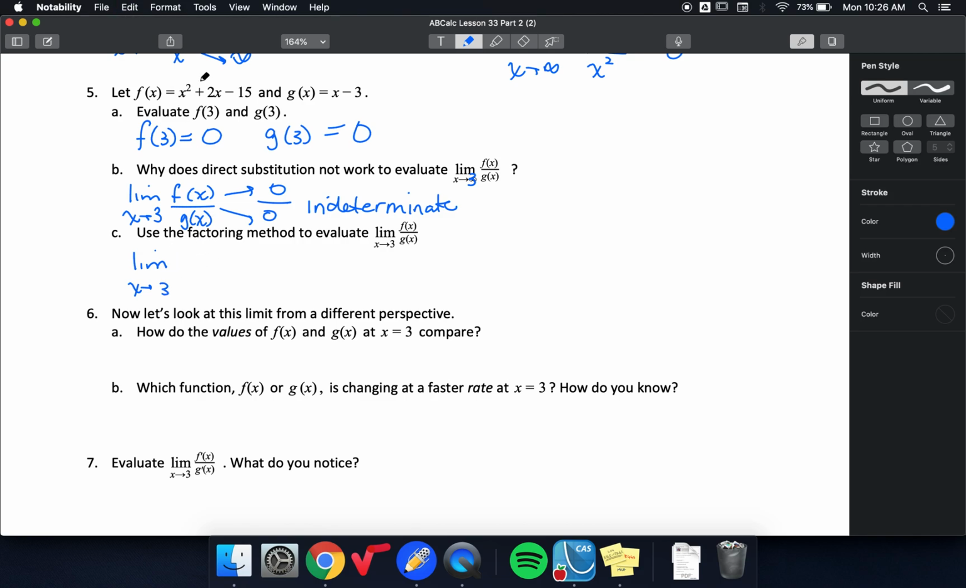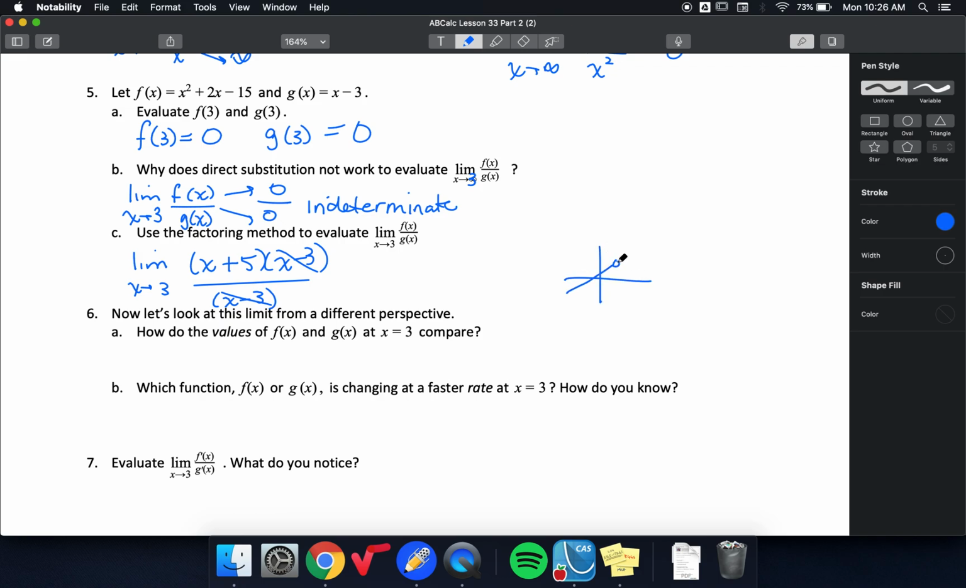Algebraically, we know that x squared plus 2x minus 15 factors. That's going to be x plus 5 times x minus 3, over x minus 3. I said cancels, I meant factors. There's my canceling. So really, if I think about this quotient, the graph is going to look like a line with a hole at 3. But remember, a hole at 3 doesn't matter when I'm evaluating limits.